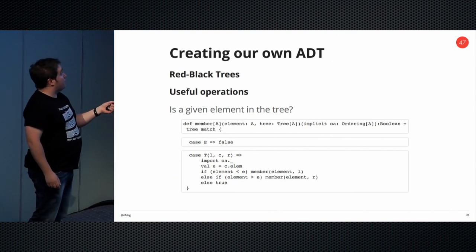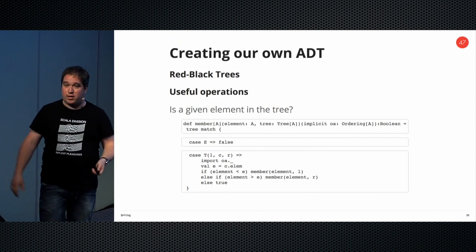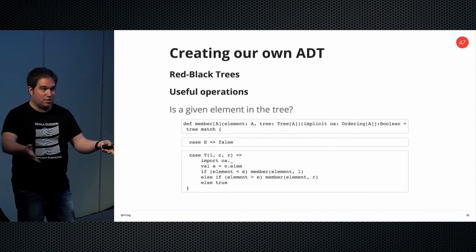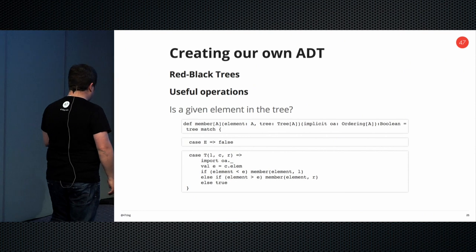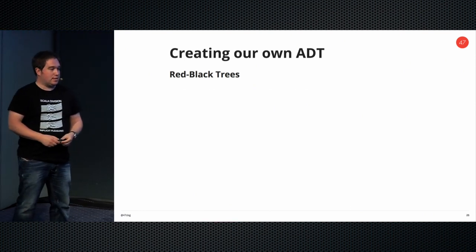If the element we're looking for is less than this, then we're in the left tree. If it's greater than, we're in the right tree. Otherwise, we must have found the element. Okay, so that's not the most interesting.